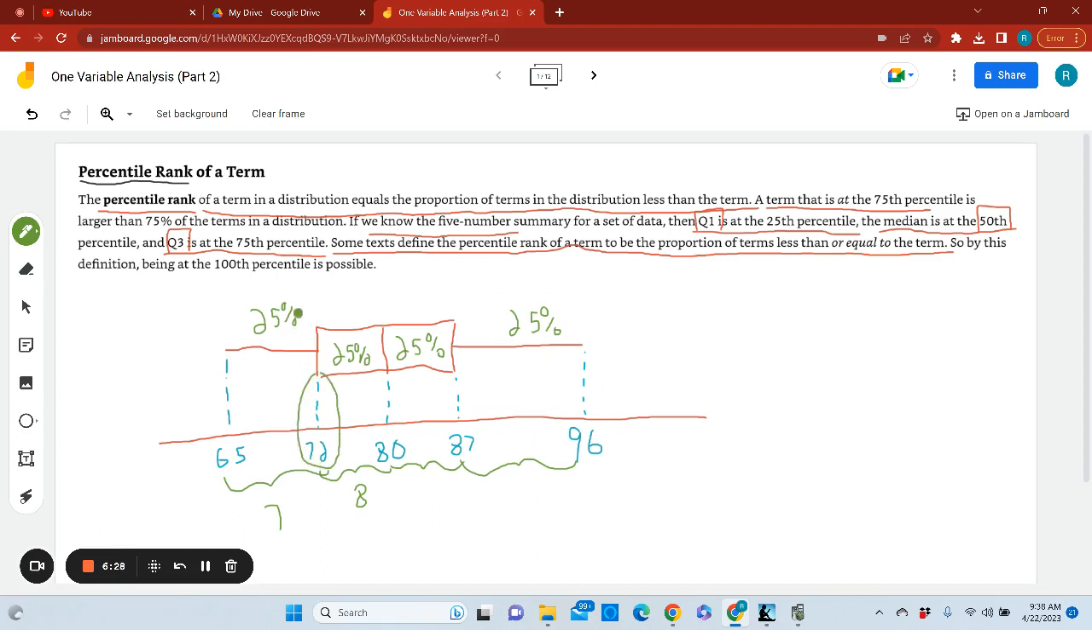72 is the score that separates the lowest 25% of the data from the highest 75%. The median of 80 is the score that splits the data set in half, okay? Not by value, but by position. 50% of the class got less than an 80, and 50% of the class got more than an 80.